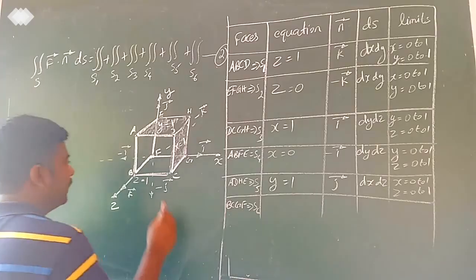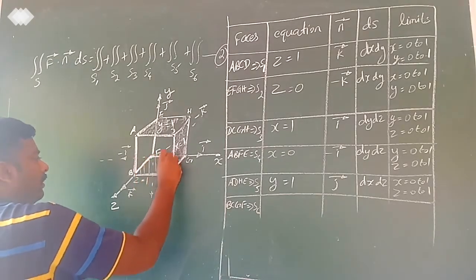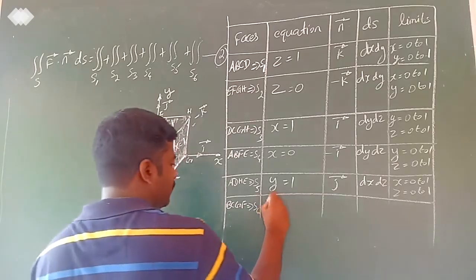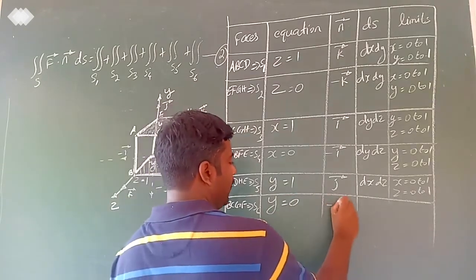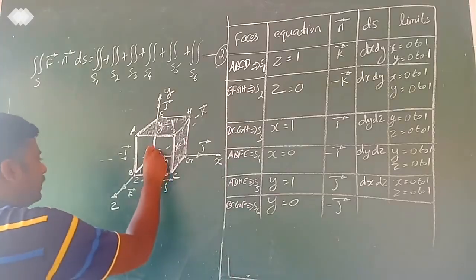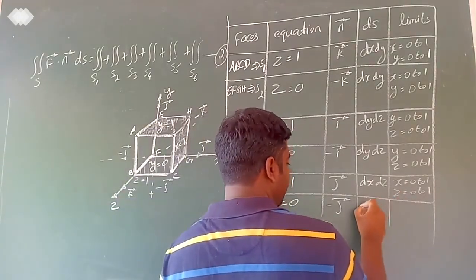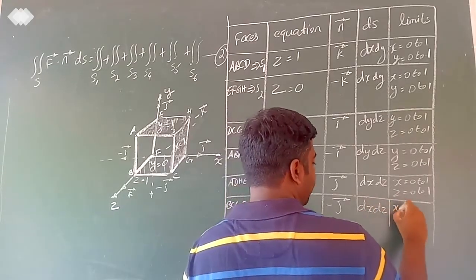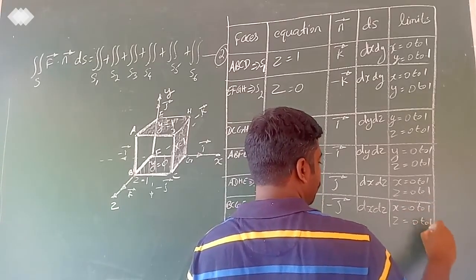S6. In the bottom face, y equal to 0, that is, in the origin, and opposite to the y-axis. Therefore the n vector equal to minus j vector, and this is also in the z-axis and x-axis surface area. Therefore ds equal to dx dz. There is no doubt, x limit is 0 to 1 and z equal to 0 to 1.